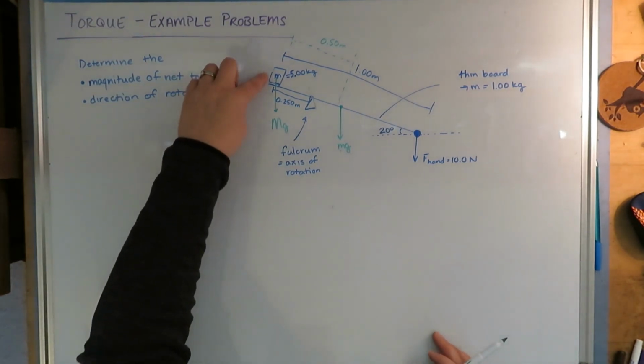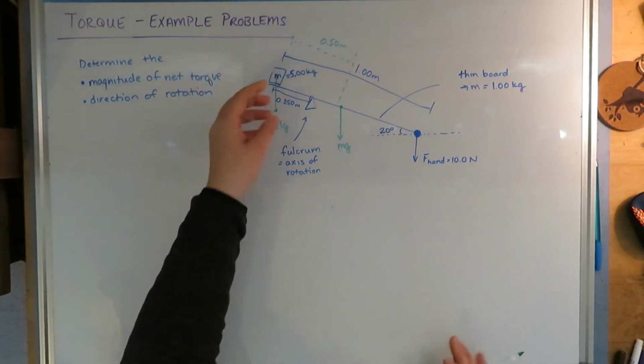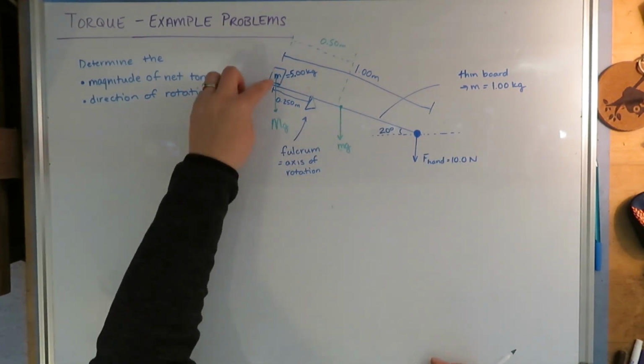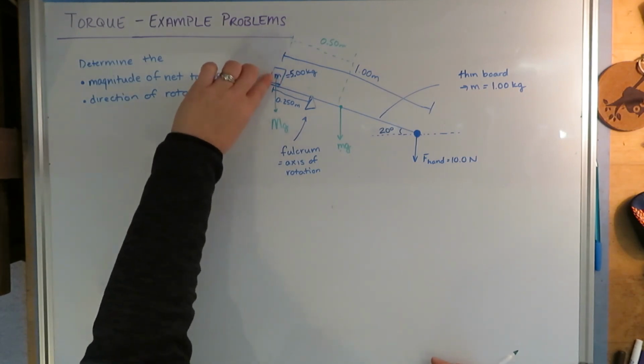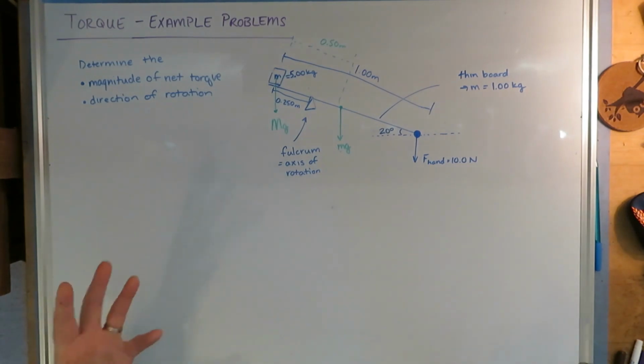Now, what we did is we treated this block here actually as a point mass, because compared to the length of the board, it's not very significant. So we just assumed it was at the center. But I did that here automatically. So we're just assuming that that is acting at the center of mass, but we're treating it more as a point mass than anything else. So it works kind of either way.